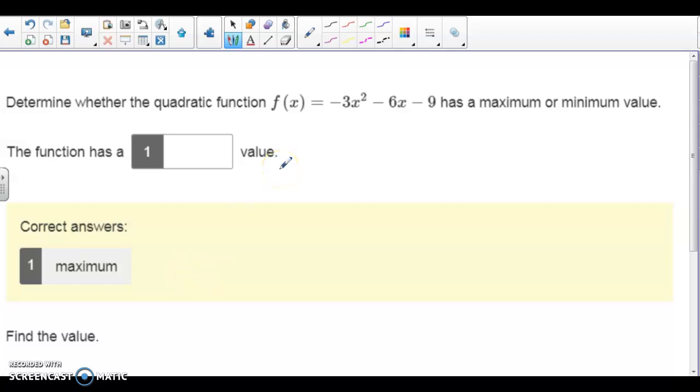Alright, so there's a question about the BIM problem here, so figured we'd go over it. It says determine whether the quadratic function here has a maximum or minimum value. So for that part, our a value is negative, so we know it's going to open down like this, which means that it's going to have a maximum value. So this part would be maximum. As you can see, is the correct answer there.